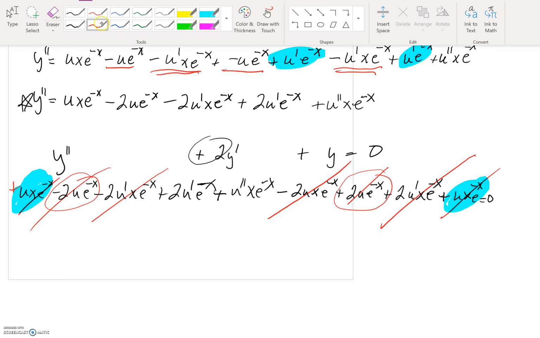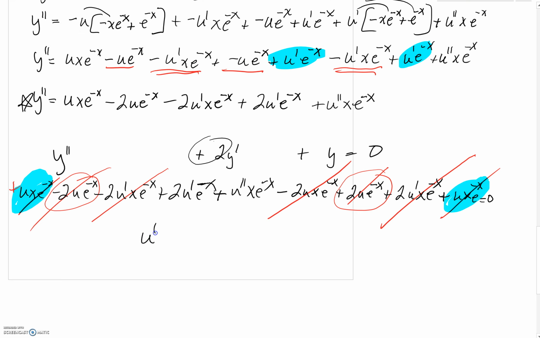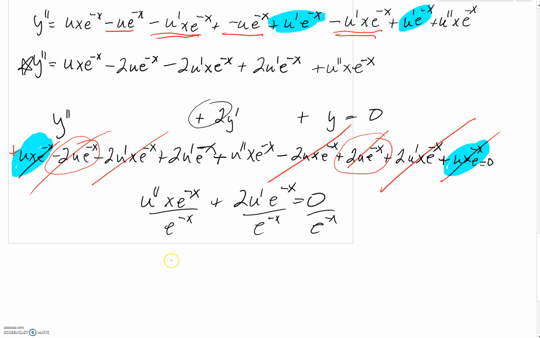So after a lot of canceling, and this is kind of mind-blowing, we'll be left with u double prime x e to the negative x plus 2u prime e to the negative x equals 0. So wow, look at that. I'm going to divide everything by e to the negative x. It's certainly a nice way to clean this up. And you'll have u double prime x plus 2u prime equals 0. How about we divide everything by an x? And it won't take you too long to see nicely that you are left with this.